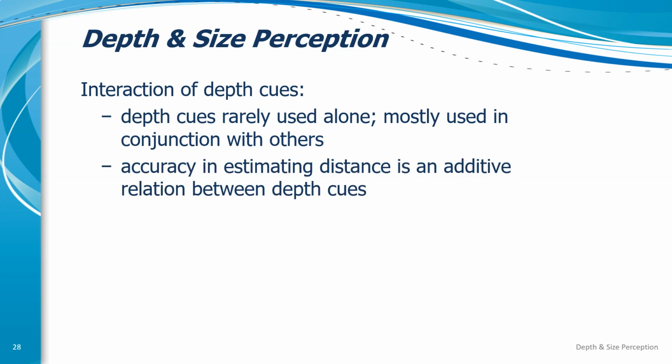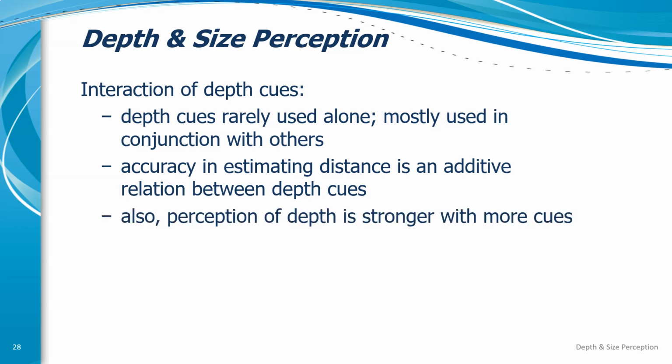Turns out that our accuracy in judging distance is an additive relation between depth cues, meaning the more depth cues are present, we get incrementally better at estimating distance. So if there's a painting and you can count up exactly how many depth cues there are, you can make some prediction about people estimating the distance that they see in that painting. Also, our perception of depth is vivid and stronger the more depth cues are present. So if you are an artist, if you want to create representational art, something that is vivid and immersive, you want to use as many depth cues as you possibly can.